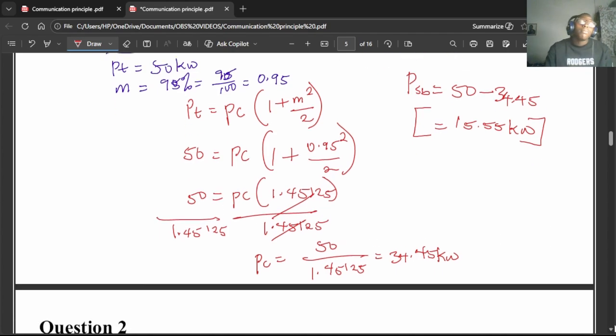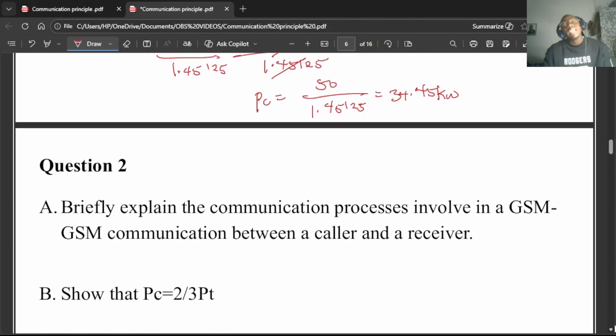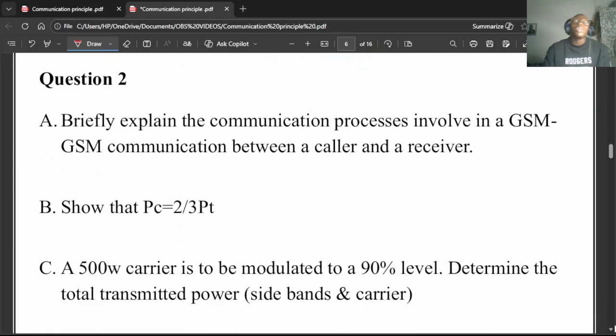So that's the simple calculation, or this is a simple way to calculate for your intelligence transmitted power. Now, what's the next one? The next one is question 2. You'll be given question 2 also, and you'll be given a series of questions, and you have to answer all of them for your question 2.